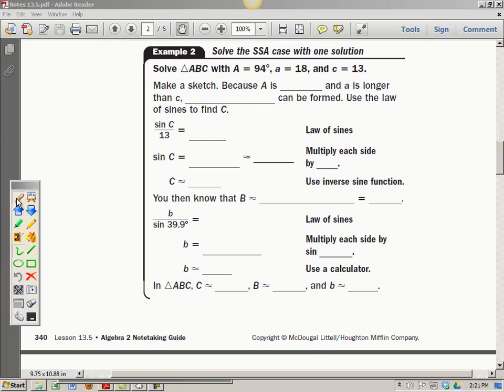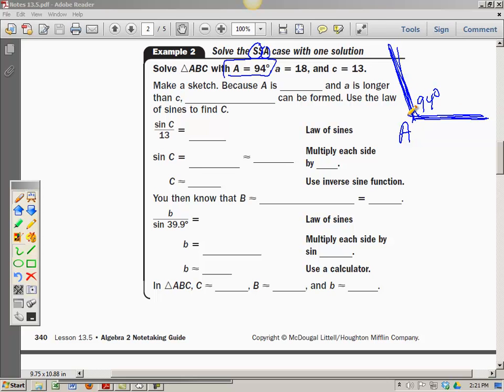Let's start with a side-side-angle case, and this is a side-side-angle case because I get two sides and an angle. Now, given those two sides and an angle, let's draw a picture. First of all, they give us 94 degrees. I'm going to start with an obtuse angle, something slightly bigger than 90 degrees. That's angle A, 94 degrees. Again, it's larger than a right angle.